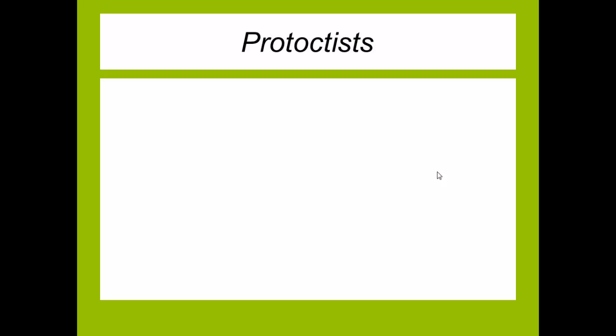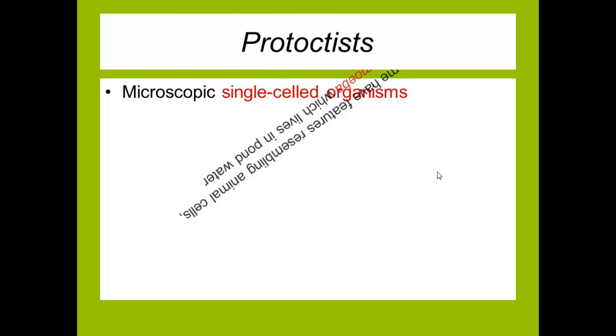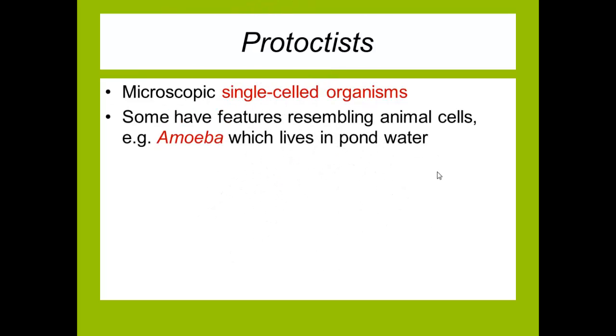Protoctists. Now, protoctists are a funny old kingdom. They are single-celled, sometimes called protoctistans, and they are eukaryotic. Now, that means they have a nucleus. Some have features which make them look like animal cells. So, an amoeba, that looks pretty much like an animal cell. It lives in pond water, and it does kind of animal cell type things.